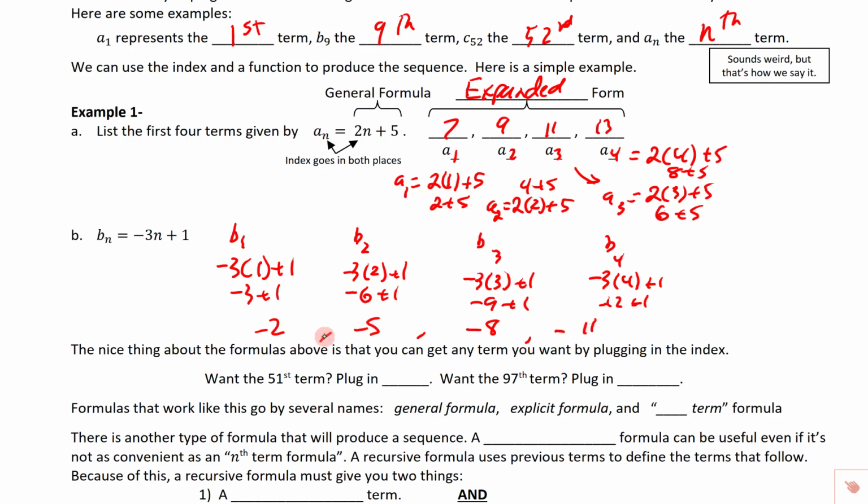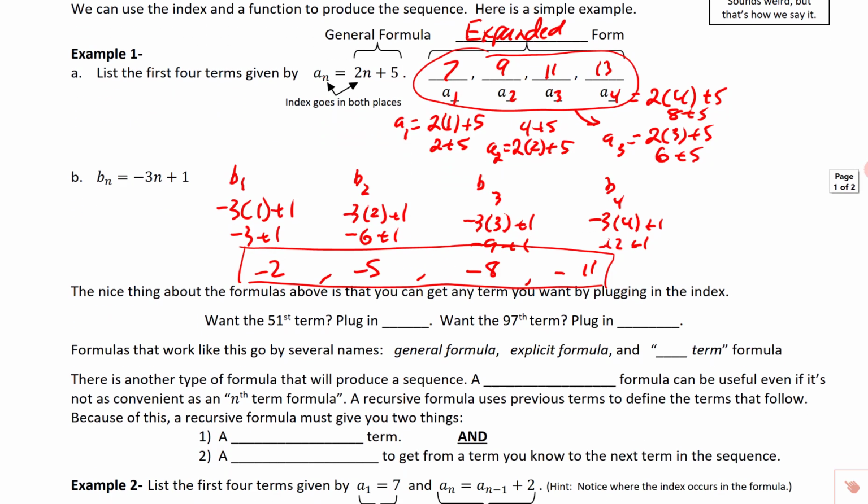So I'm just going to put a comma in between each of these. So up here we had the first 4 terms of this sequence. Now we've got the first 4 terms of this sequence. It is negative 2, negative 5, negative 8, and negative 11. And again, you can kind of see that there's a pattern here. Maybe not as easy as the last one, but there's definitely a pattern.